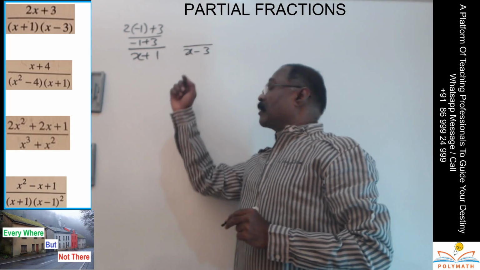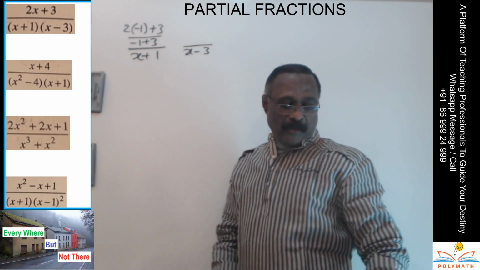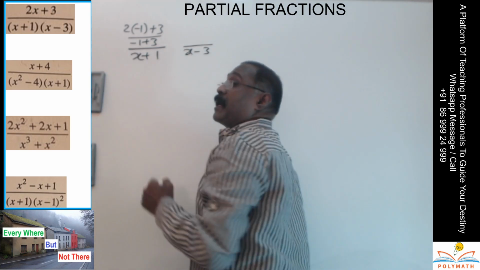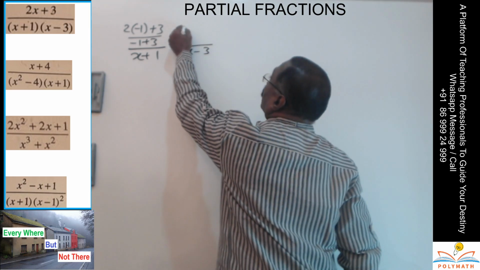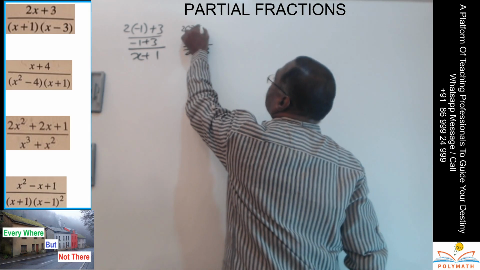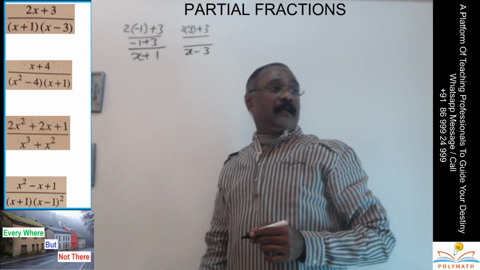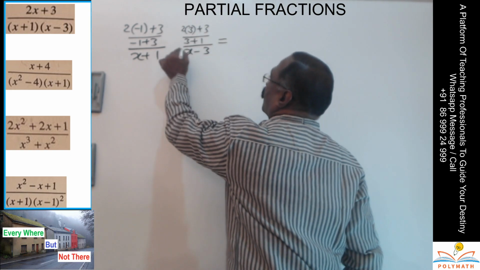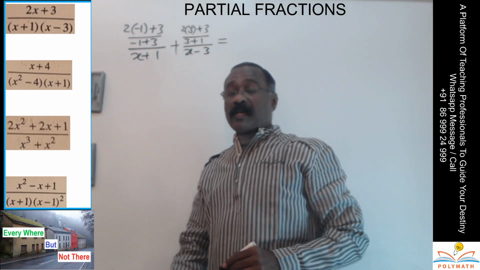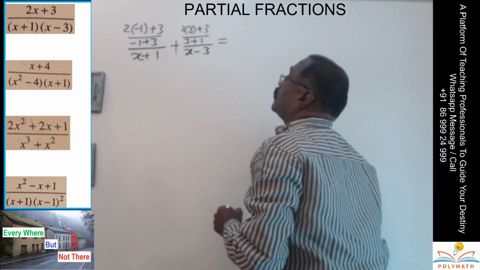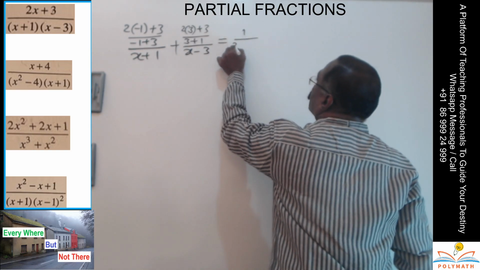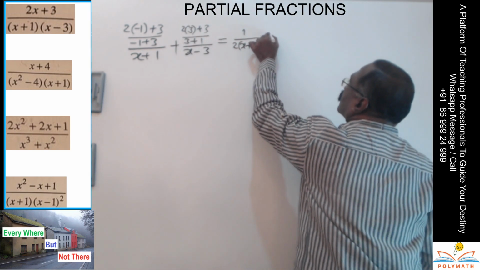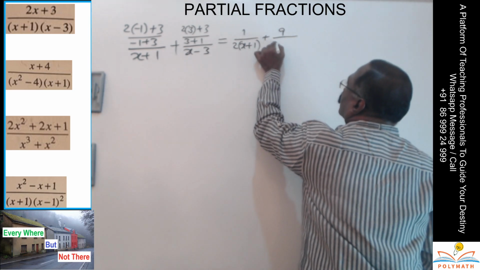Similarly, to get the numerator of x minus 3, put x minus 3 equal to 0 everywhere but not there. Everywhere, that is in the numerator, 2 into 3 plus 3, divided by 3 plus 1. Just see this now. You have a plus here. So 1 upon 2 into (x+1), and it is 9 by 4 into (x-3).